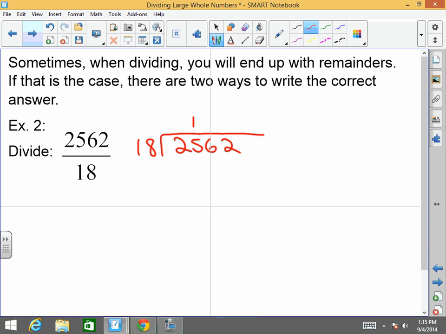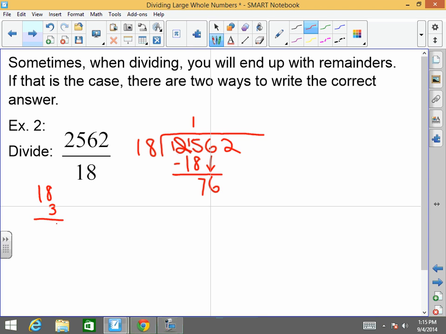18 goes into 25 how many times? One time. That's 18. 25 minus 18, you borrow 1 from the 2, making that a 15. That's a 7. You bring down the 6. 18 goes into 76. What do you think, guys? This is where we got to start guessing and working out the values. Yeah, what do you think? 3 times? Okay, let's try.